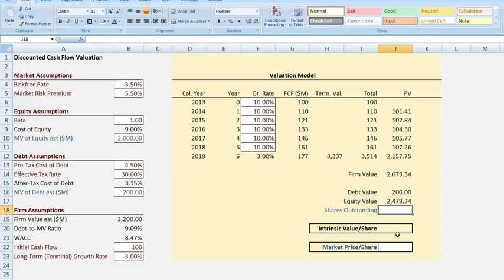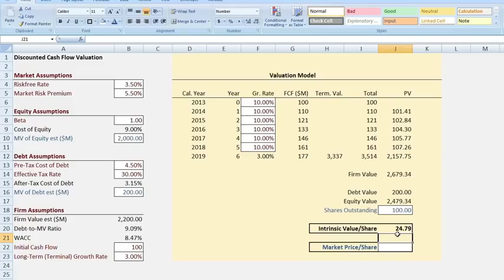Now, to know how much is available to each shareholder, we need to divide by the firm's outstanding shares. How many shares outstanding are there? Let's just assume that there are 100 million shares outstanding, so that the intrinsic value per share will be the equity value divided by the shares outstanding. Each share is worth $24.79. Okay, that's it. That's in essence the science of the discounted cash flow model.